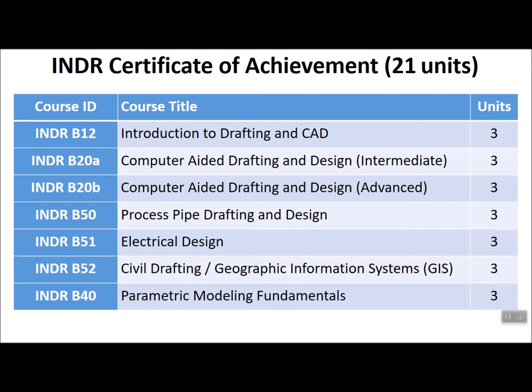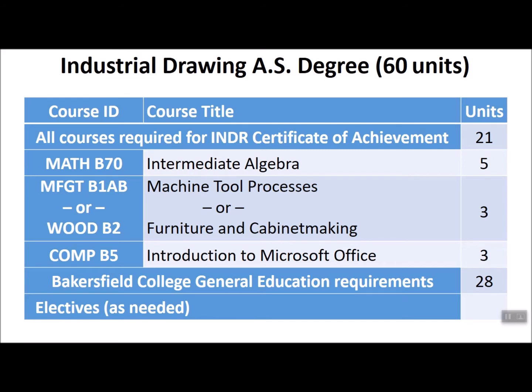So without the gen ed involved, it's 21 units of coursework, easily done part-time in 2 years, 4 semesters. And for those students that want to get that AS degree, well, of course, we can accommodate that too. We have the 1 units of CAD classes. We ask them for a math class, intermediate algebra, if they want to transfer.